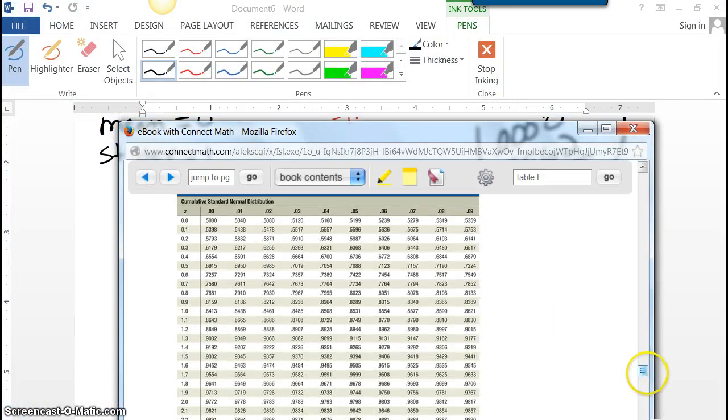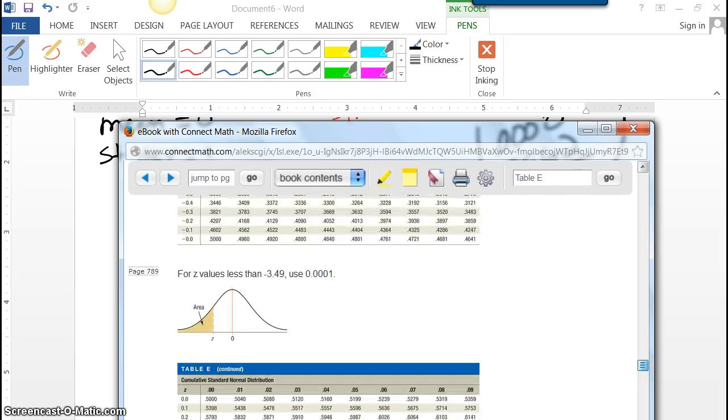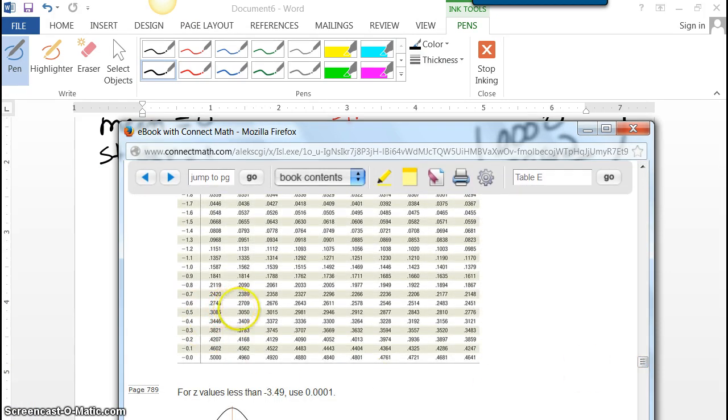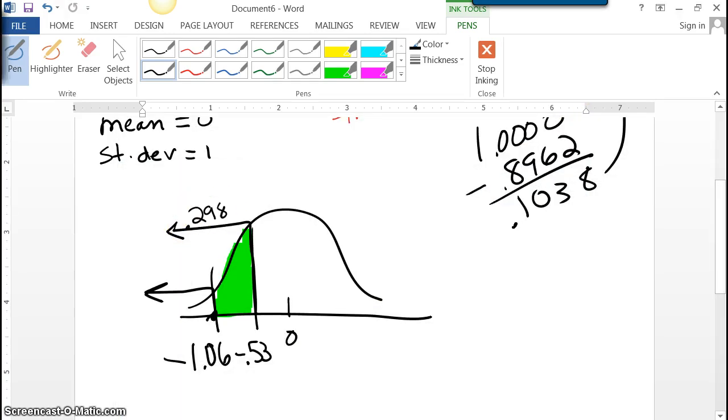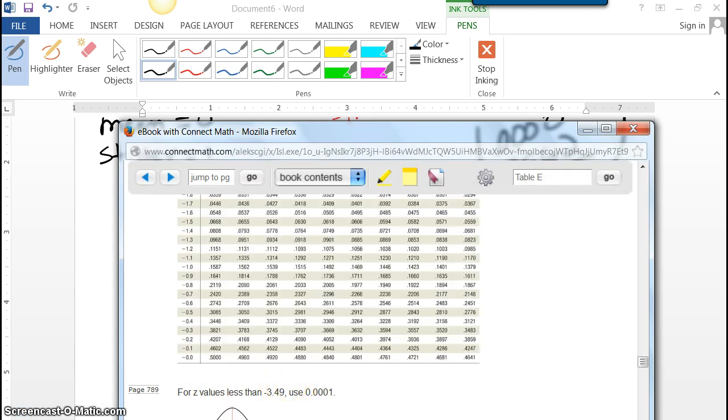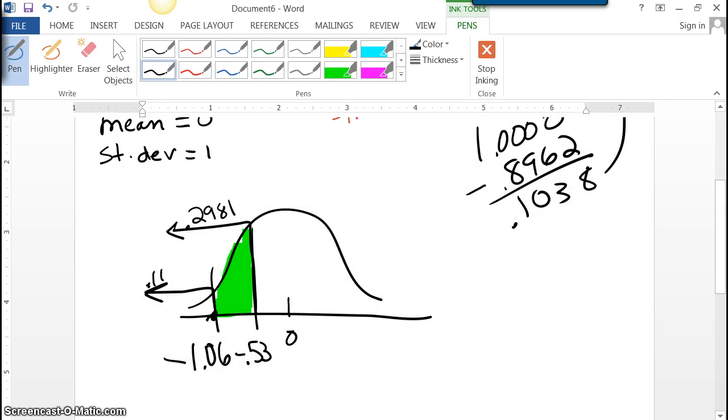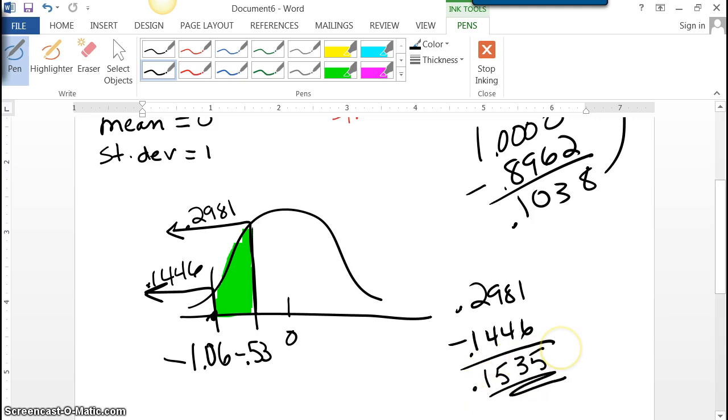So let me just see if we can find this on here. Negative 0.53 would be right here, 0.2981. Negative 0.53 would be 0.2981. And then let's look up negative 1.06. It should be 0.1446. And then if we subtract those, we should get the area in between. That should be the green shaded area.